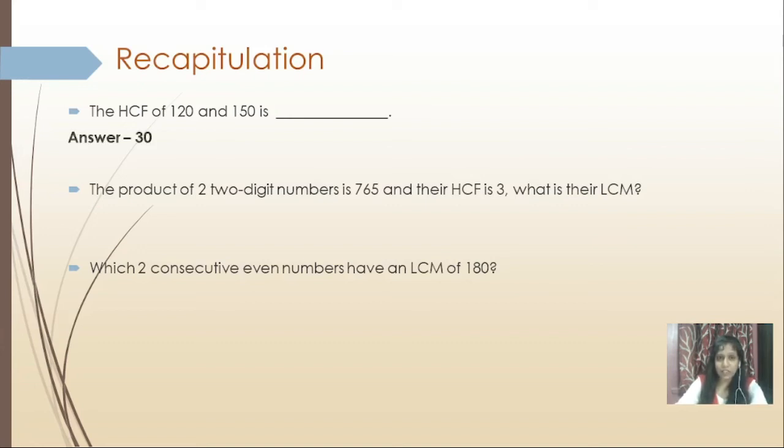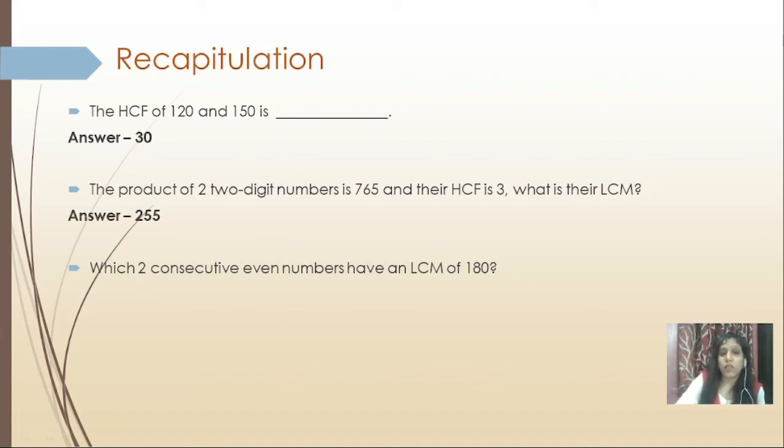It is 30. The product of two numbers is 765 and their HCF is 3. What is their LCM? Now you have to solve these sums, okay? So 765 and their HCF is 3. So we have learned that the product of two numbers is equal to the product of HCF and LCM. So when we solve this, the answer comes as 255. I have already solved this sum.